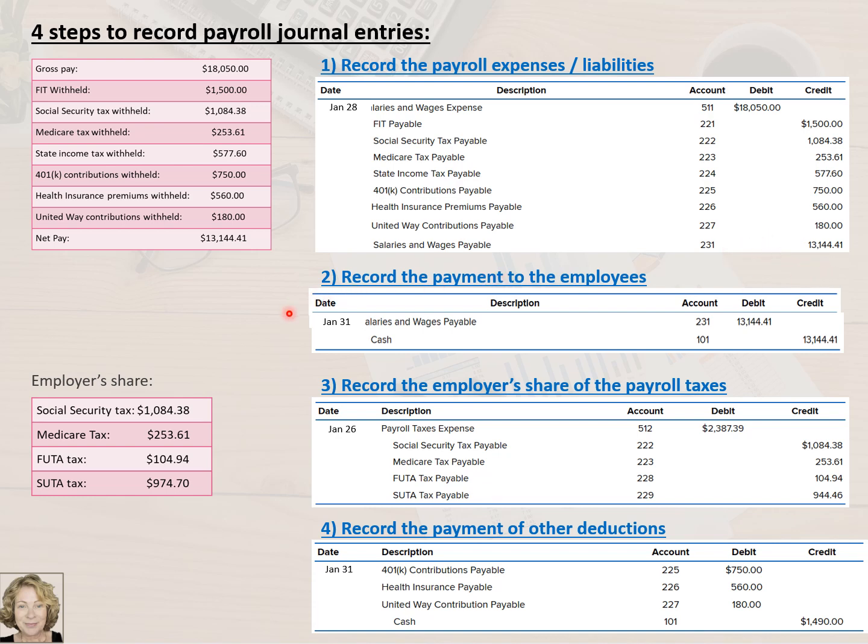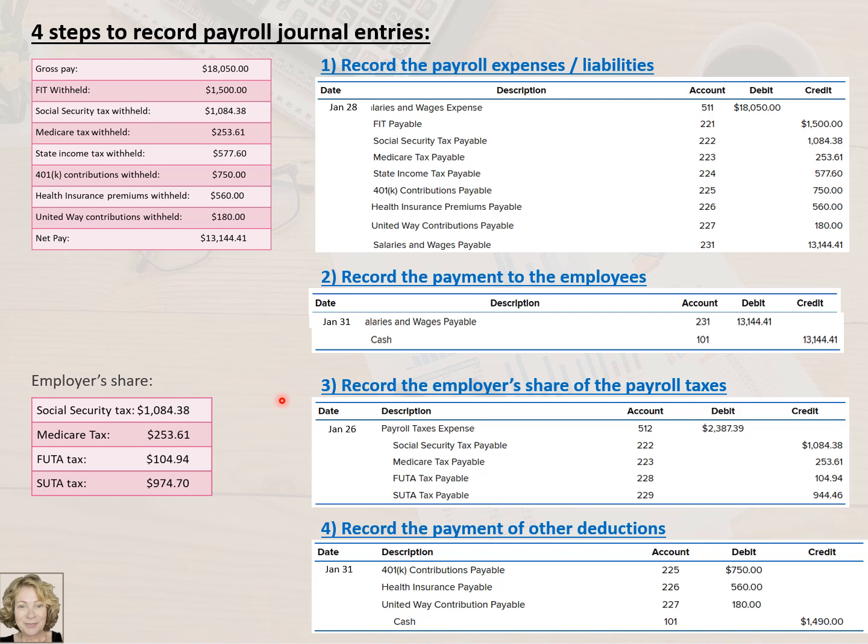The second transaction reflects the actual payment of the net pay to the employee, which releases the liability that we previously recorded to salaries and wages payable. The second transaction is recorded by debiting salaries and wages payable and crediting cash for $13,144.41.